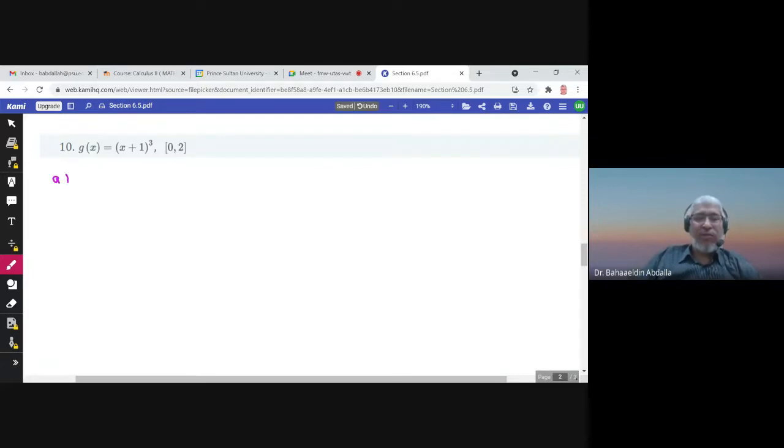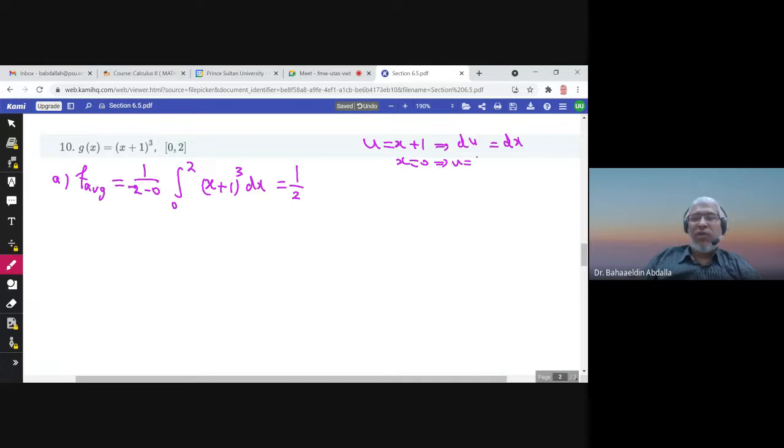Another example, another function. Let us find f average. F average is 1 over 2 minus 0, b minus a, integral from 0 to 2 of f of x dx. How to find this integral? Well, if you take u equals x plus 1, then du would be dx. And if x is 0, u is 0 plus 1, 1. And if x is 2, u is 2 plus 1, which is 3. So this integral would be the integral from 1 to 3 instead of 0 to 2, x plus 1 is u, dx is du.